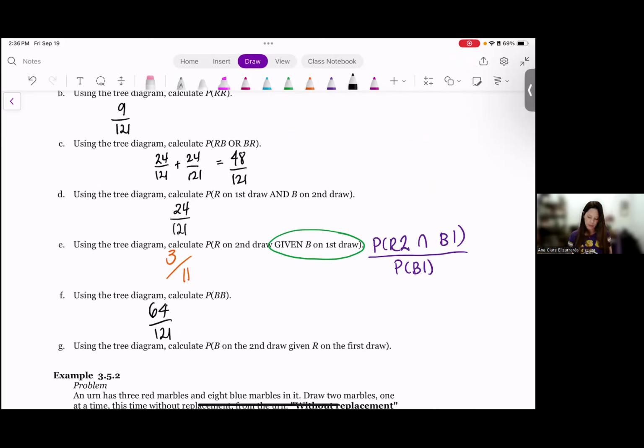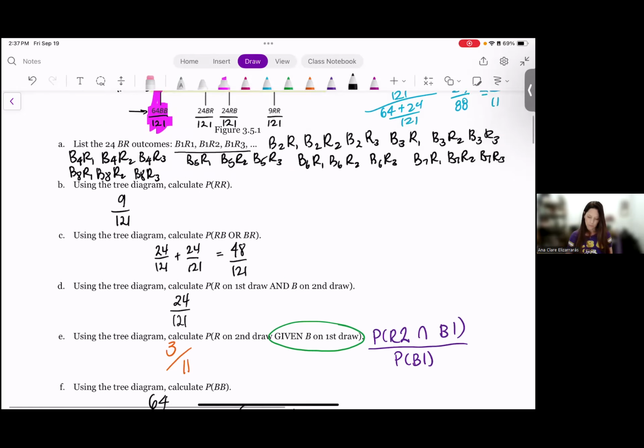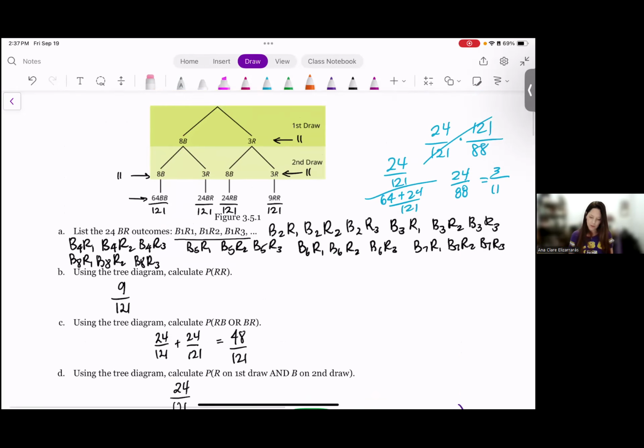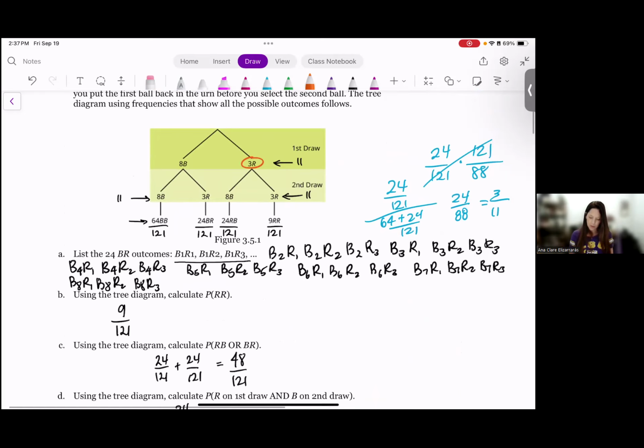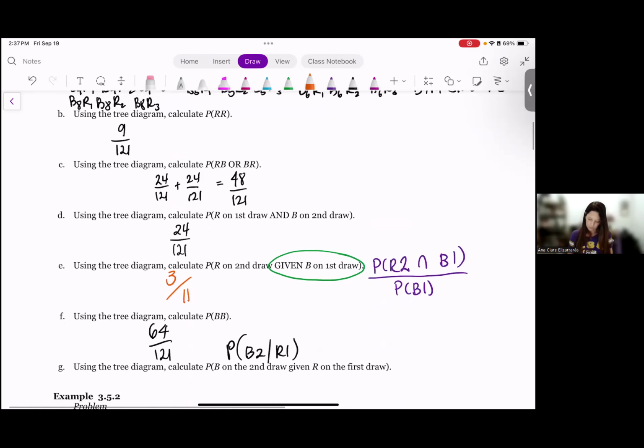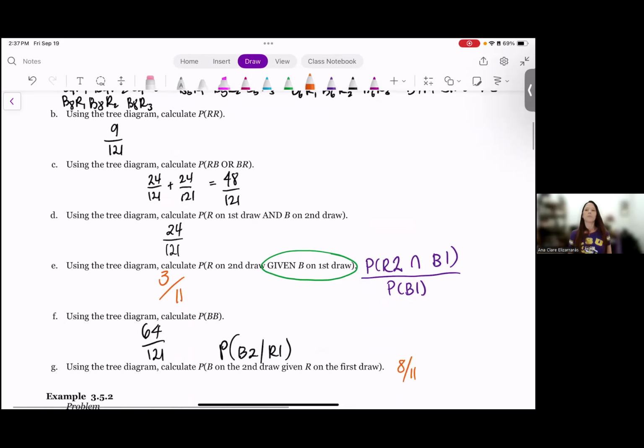Okay. Lastly, using the tree diagram, calculate the probability of blue on the second draw, given that it was red on the first draw. Okay, so let's go to our red on the first draw and how many of those are blue. Red on the first draw is here. So on the second draw, we had 11. How many of those are blue? 8. We already know what happened the first time with your red. Out of those that we still had 11 left, 8 were blue.